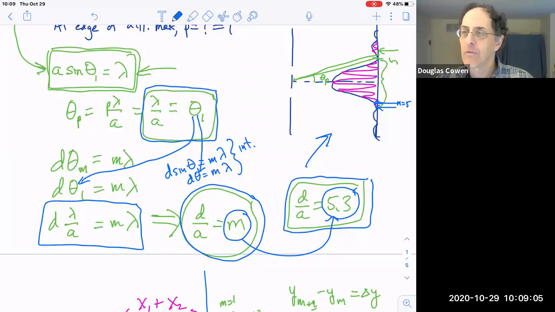P equals 1 is where the first order diffraction minimum occurs. That's right. P equals 1 is where the first diffraction minimum occurs, where the central maximum ends on one side. That's correct. Yes. Oh, I see. And then I was going back earlier, so to find the maximum m. Okay. So does it all make sense now?